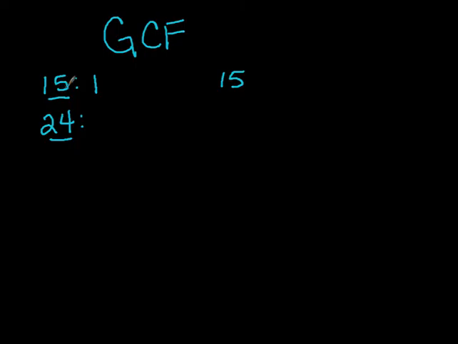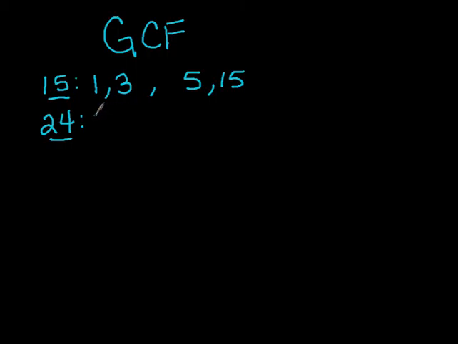I cannot multiply 2 by anything to get 15, but I can multiply 3 and 5 to get 15. 4 cannot be multiplied by anything to get 15, and then I come to 5 again. So once I've met in the middle, those are all the factors that I have for 15. 1, 3, 5, and 15.